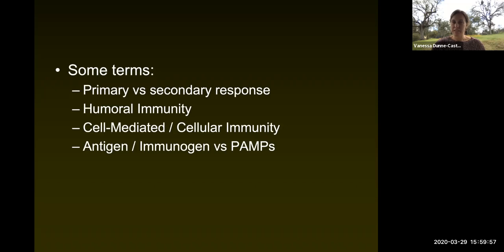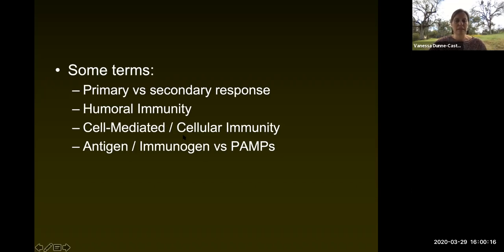Instead of taking days to activate your adaptive immune arm, now you have those memory cells that will become engaged right away and can respond. So that secondary response happens within usually minutes, maybe a couple hours, but usually within minutes, which prevents you essentially from getting infected with the same thing twice.